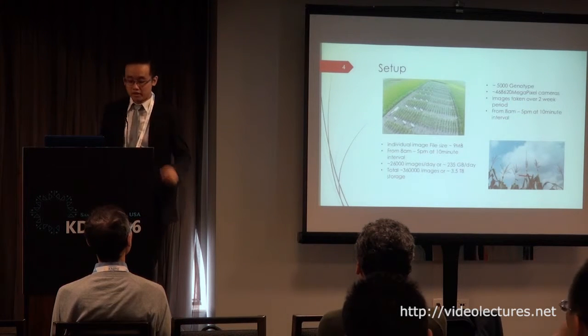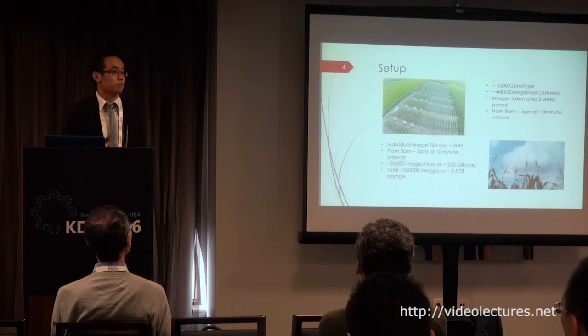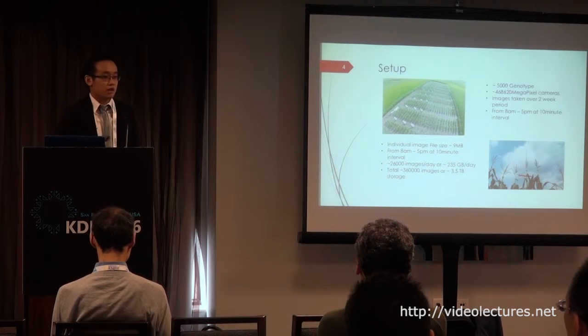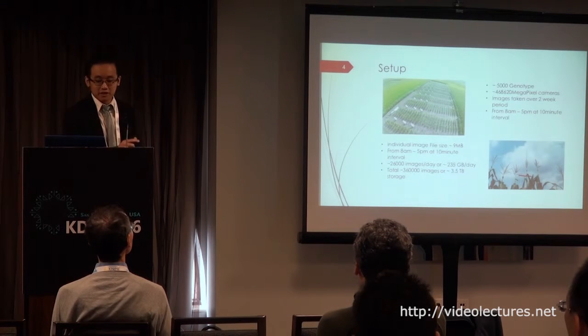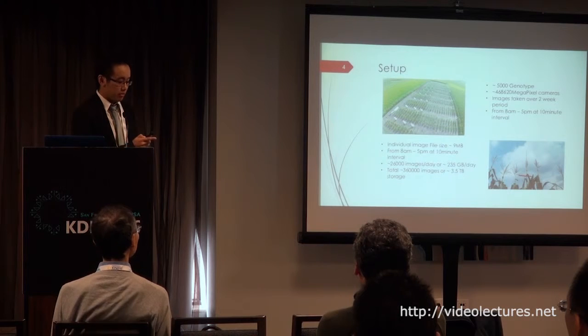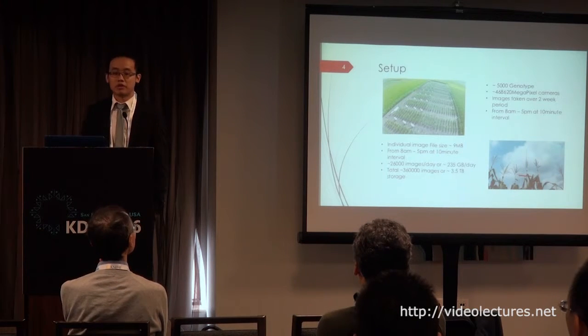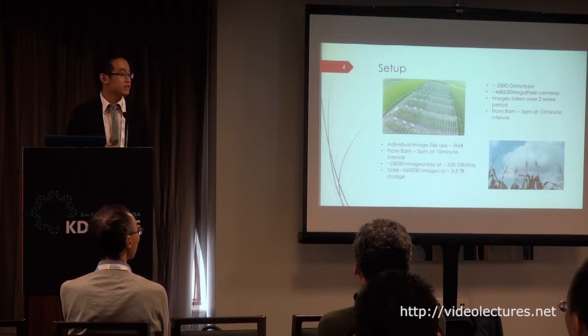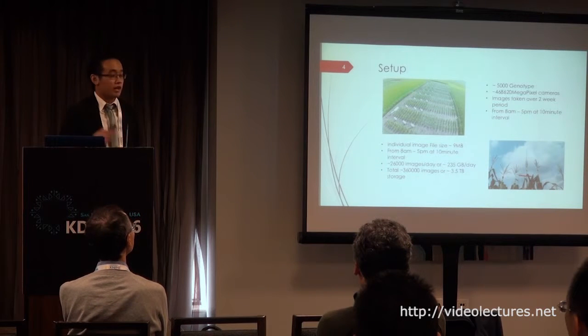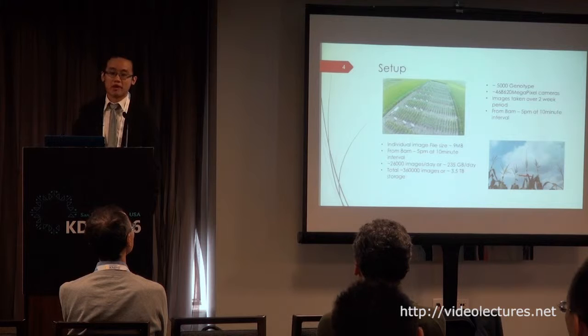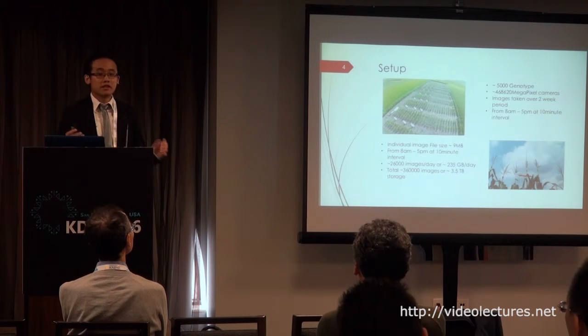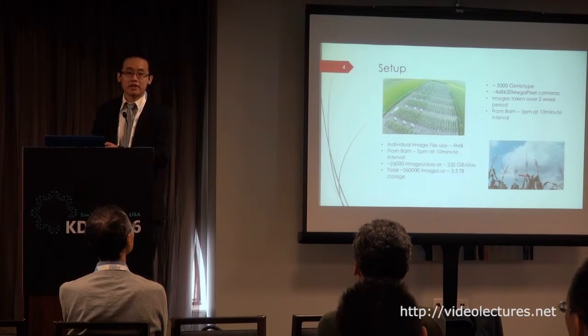So this is the setup that Dr. Snabel described as well. We have about 5,000 NAM genotypes, and we have 486 20 megapixel cameras. These cameras will take pictures over a period of 2 weeks, from 8 a.m. to 5 p.m. every 10 minutes. So you can imagine how much data this is going to generate.